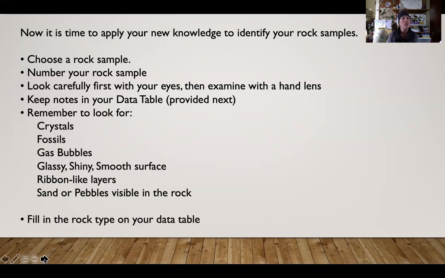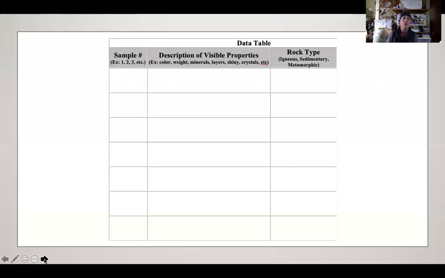So remember to look for crystals, fossils, gas bubbles, glassy surface, ribbon-like layers, sand or pebbles. And you'll be filling in the information on your data table. So here it is. So you have sample number 1, 2, 3, 4, 5, 6, 7. You could do 7 on this sheet. And then the next section is description of visible properties. Color, weight, minerals, layers, shiny, crystals, whatever you want to put down as the description of your rock. And then thinking about all the information that you were just given, try and figure out which rock type it is: igneous, sedimentary, or metamorphic.